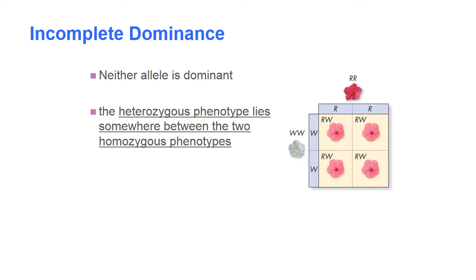So with incomplete dominance, this is when neither allele is dominant. Neither one is dominant. And so what happens is when you have the heterozygous condition, you have a third, not a third phenotype, but the phenotype is a blending many times of the two main phenotypes.